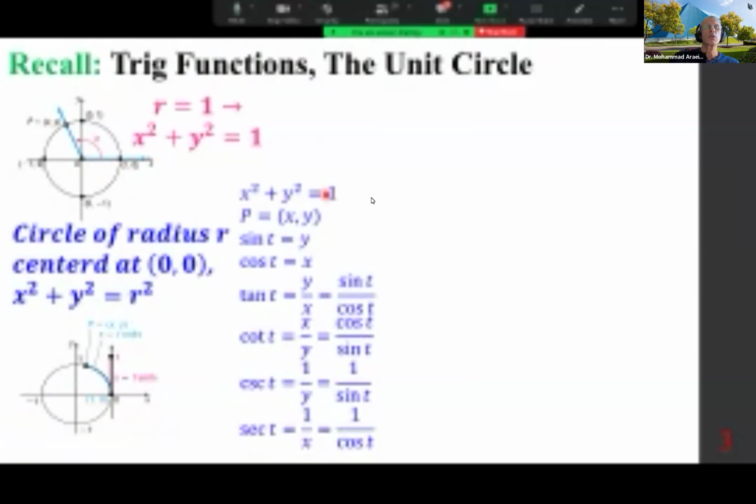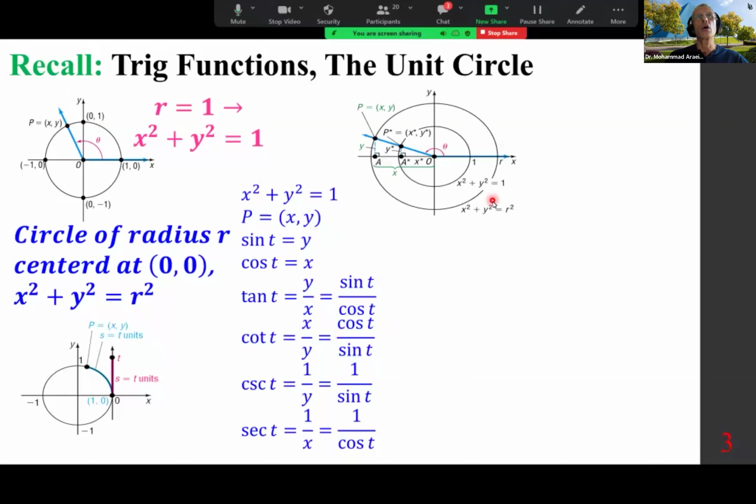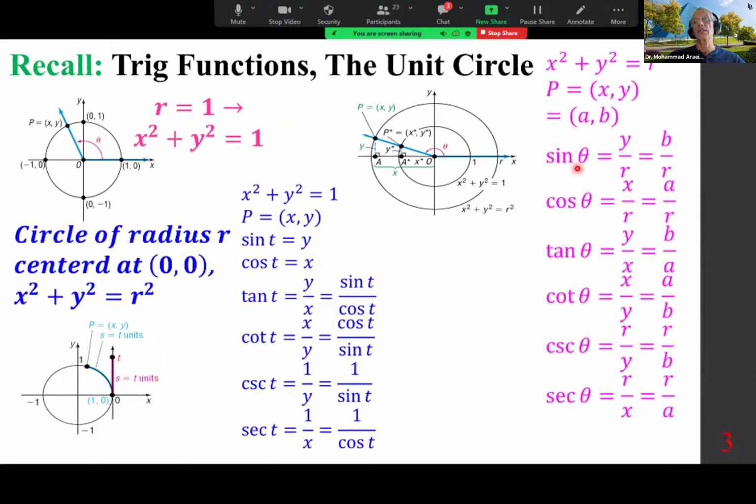And with x squared plus y squared being 1 and a point having coordinates x comma y, x represents a cosine and y represents a sine, we can figure the rest of them. Tangent is y over x, or sine over cosine, and the rest of them are reciprocals. If we use a general r, x squared plus y squared equals r squared, then we have to divide y by r, x by r as far as sine is concerned, and the rest of them follow, with tangent still y over x, and the rest of them reciprocal functions.